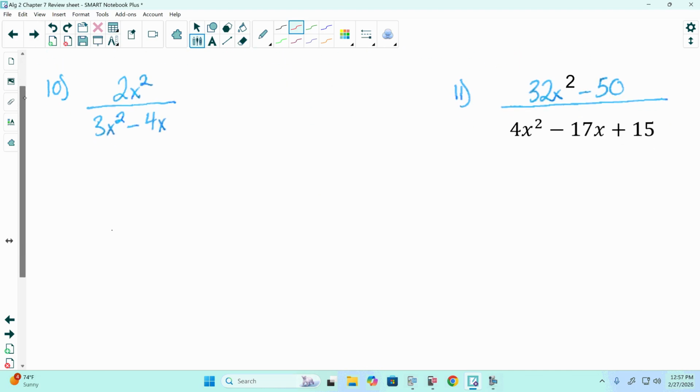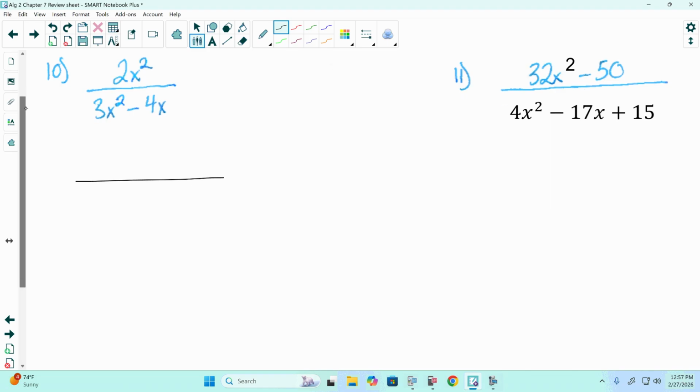All right, let's look at number 10. When we look at any of these, especially with simplifying, the main thing we want to do is simplify the top and bottom of the fraction as far as possible, and then simplify from there. So when we look at the top of this, 2x squared is already as simplified as it gets. We can't simplify it any further.